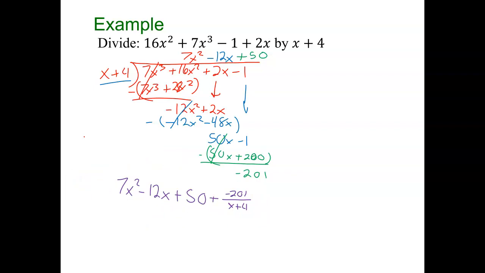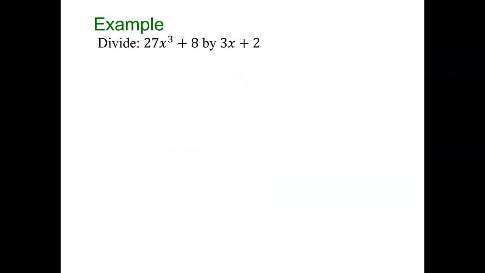Okay? All right. Do our division again. I've got 3x plus 2 on the outside. 3x plus 2. There we go. How is this dividend different from the rest we've seen so far? It only has 2 terms.